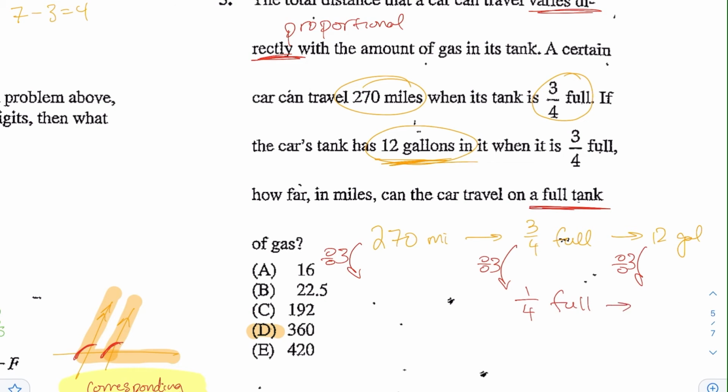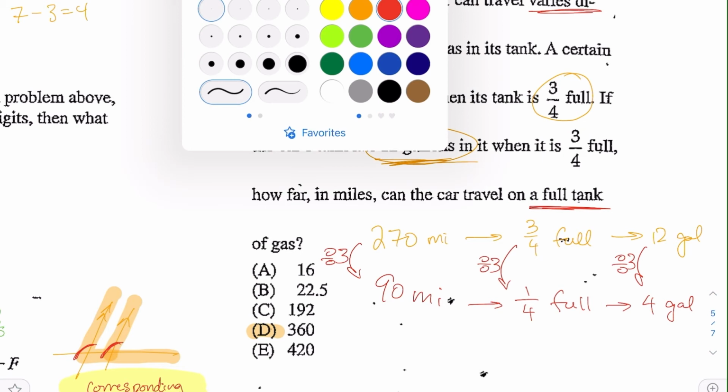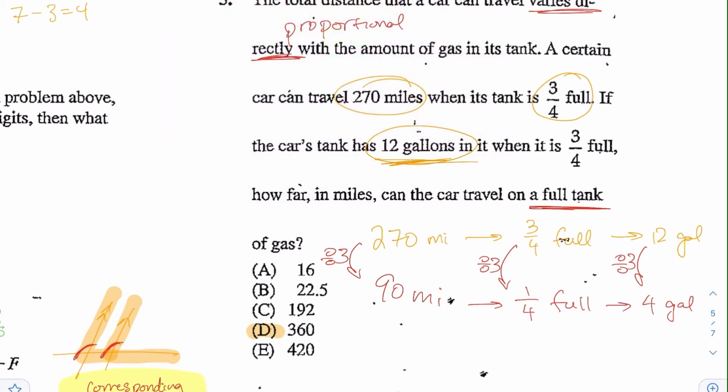When the car's gas tank is 1/4 full, that would be 12 divided by 3, or 4 gallons of gas. And that would mean that 270 divided by 3 would be 90 miles. It can only travel 90 miles. So you divide everything by 3. But we don't want the gas tank when it's a quarter full. You want a full tank, which is 4 out of 4. So then you multiply by 4 on all 3 sides. Again, you do this because it's proportional.